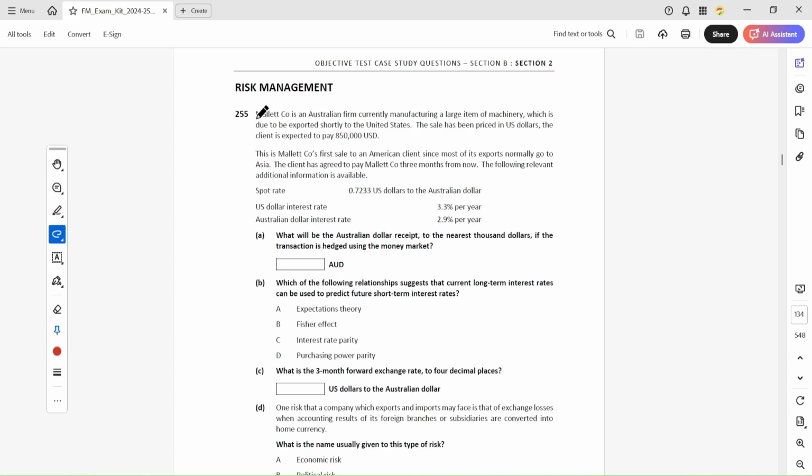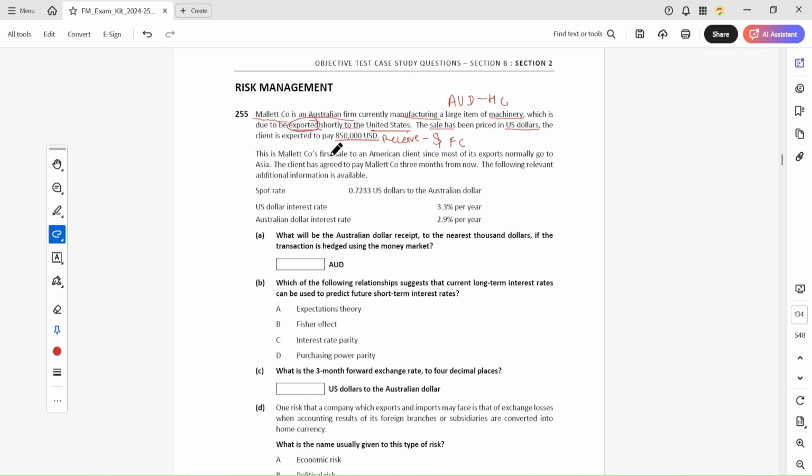The question is: the Mallet company is an Australian firm, currently manufacturing a large item of machinery which is due to be exported to the United States. The sale is to be priced in US dollars. We receive dollars, which is a foreign currency. Our country's currency is the Australian dollar, which is the home currency, and we are an exporter.